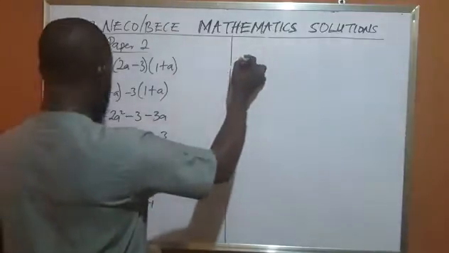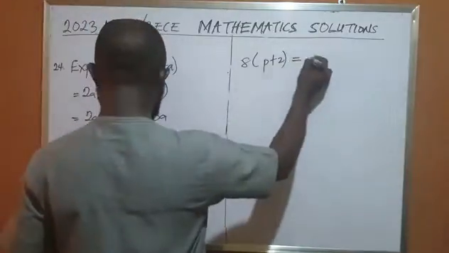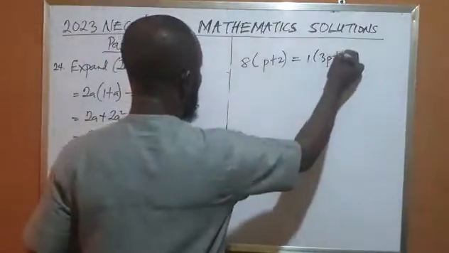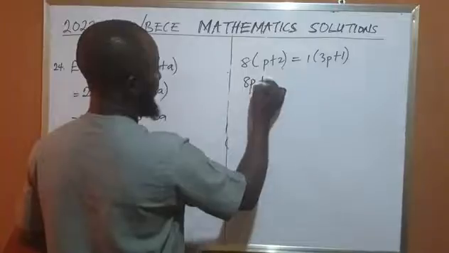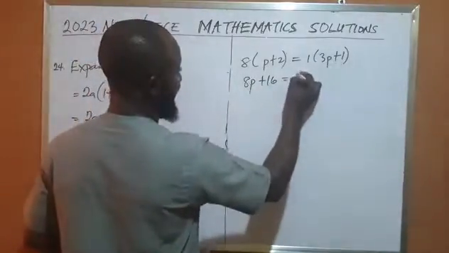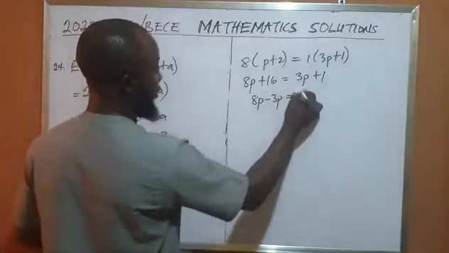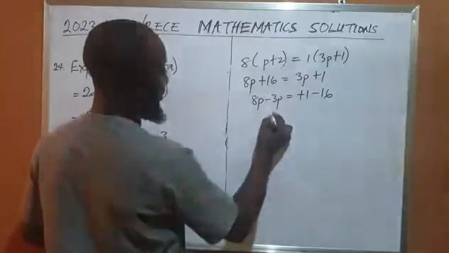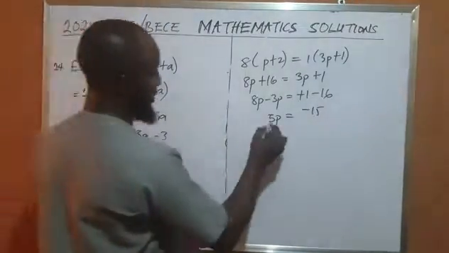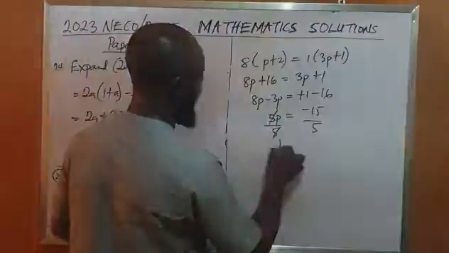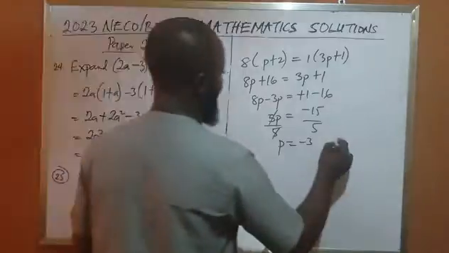That will be 8 into bracket p plus 2 equals 1 into bracket 3p plus 1. So we use 8 to open this bracket. That will be 8p plus 16 equals 1 times everything. So we collect like terms. That will be 8p minus 3p equals 1 minus 16. So this will give us 5p equals minus 15. So we divide both sides by 5. So p equals minus 3. P equals minus 3, and that is option B as well.